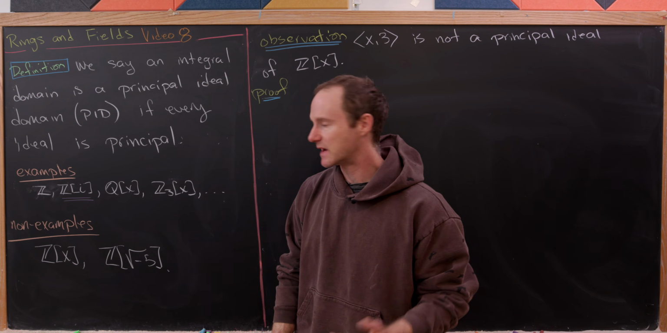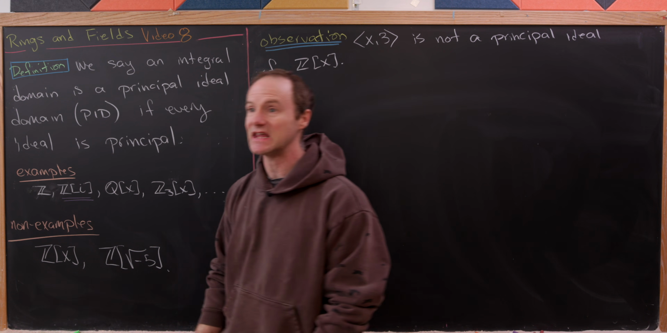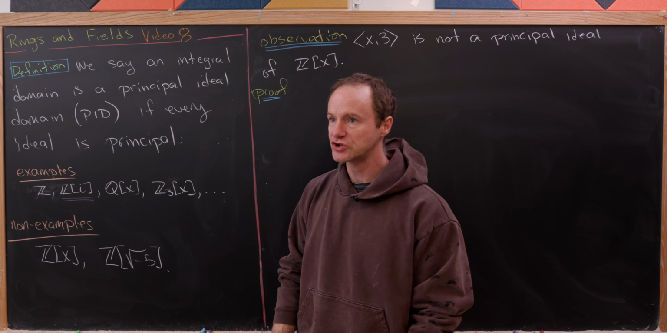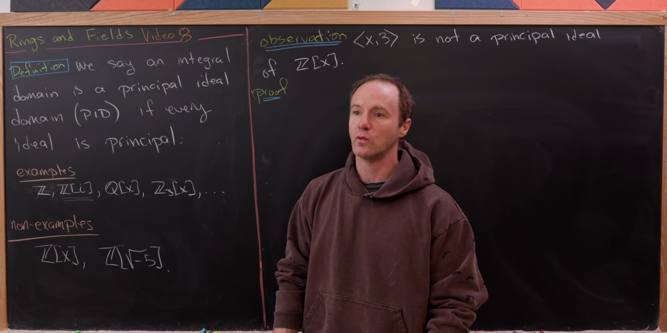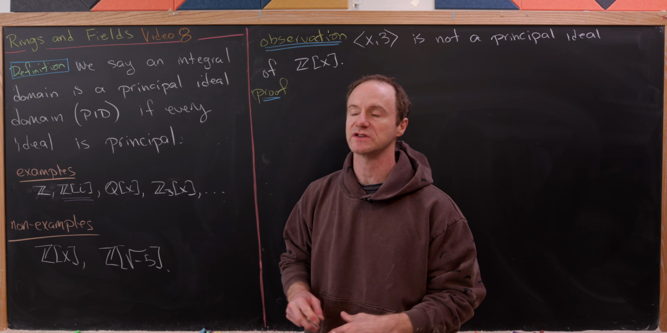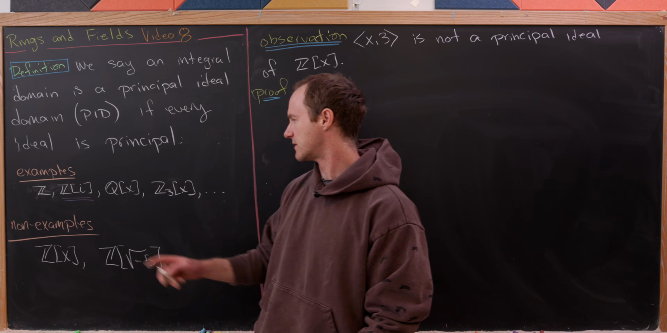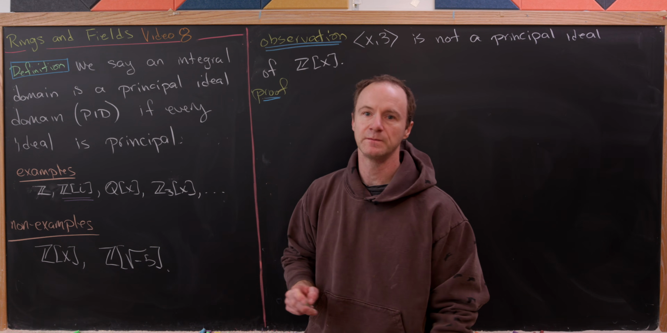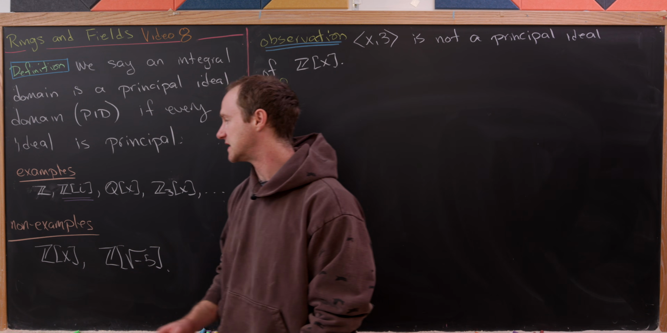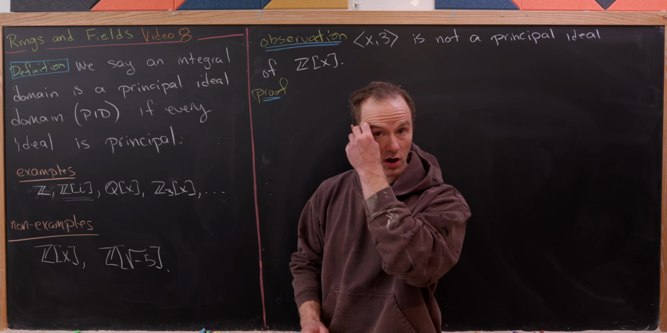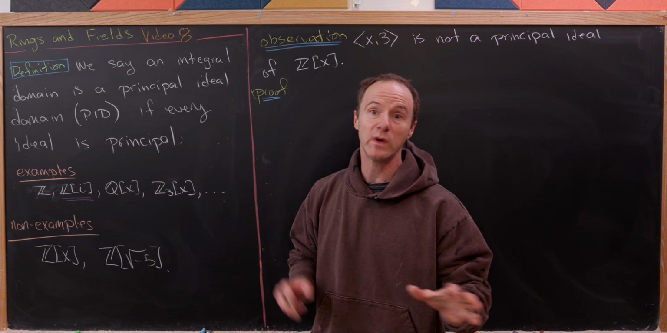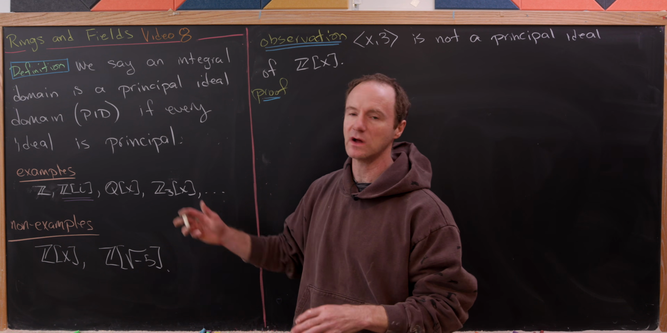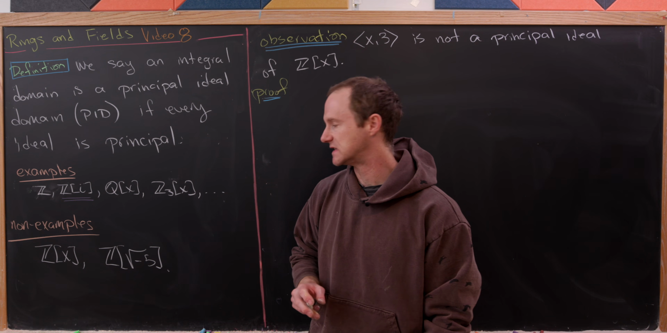So here are some examples. We just showed that Z was a principal ideal domain. Every ideal was principal. We also showed that polynomials where the coefficients come from a field was also a principal ideal domain. So that means like Q adjoin x, Z3 adjoin x, so on and so forth. Now, in fact, the Gaussian integers Z adjoin i are also a principal ideal domain, but we haven't given evidence that that is the case. But I will tell you that those are a PID as well.